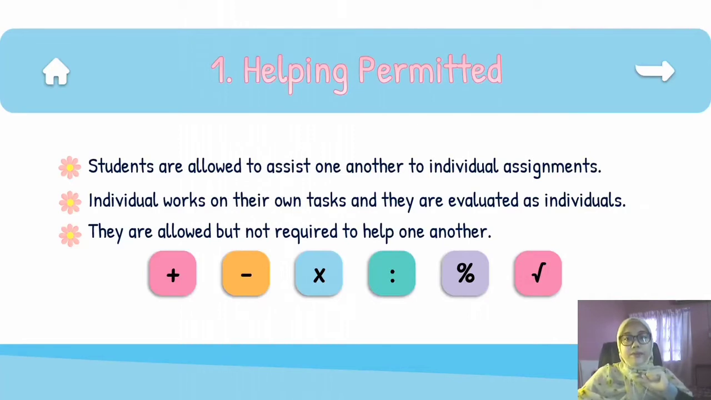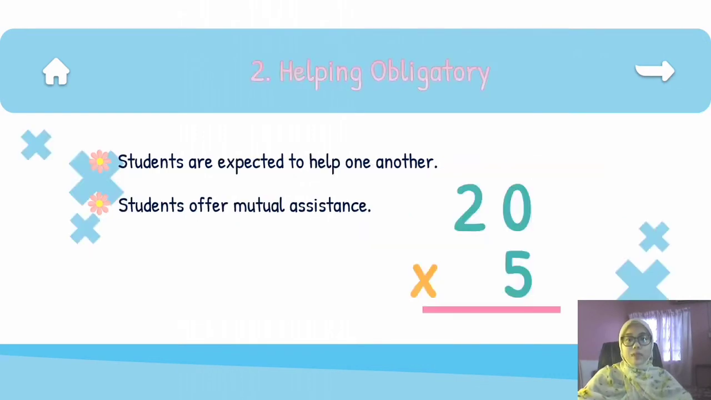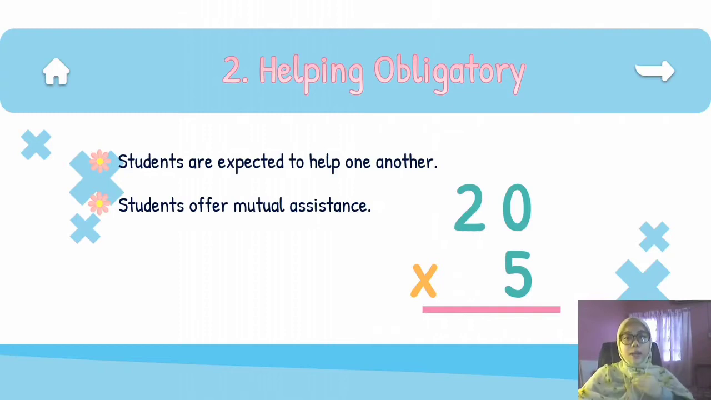Okay, now let's see the first group, which is the helping permitted group. In the helping permitted group, students are allowed to assist one another with individual assignments. Besides, individuals work on their own tasks and they are evaluated as individuals. And lastly, they are allowed but not required to help one another. Next is the helping obligatory group. This group differs only in that students are expected to help one another and students offer mutual assistance.